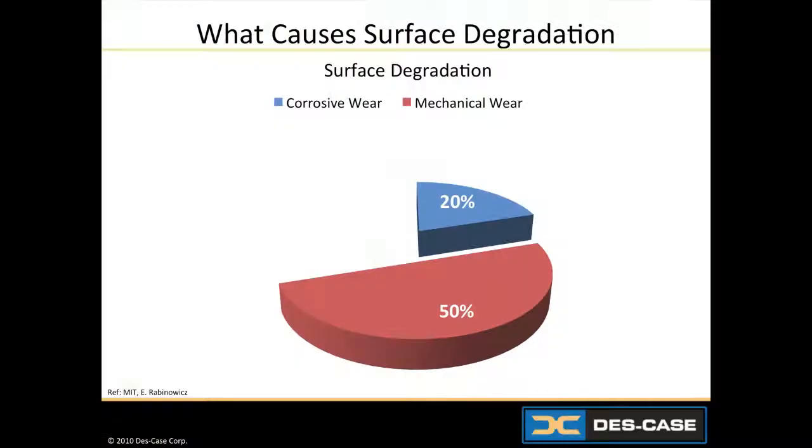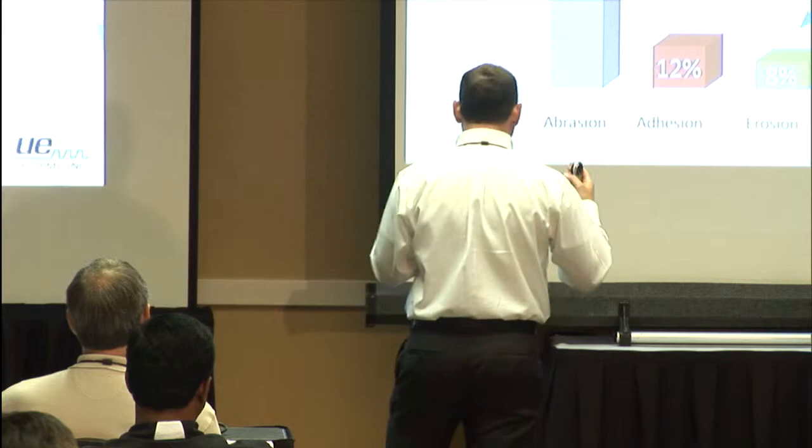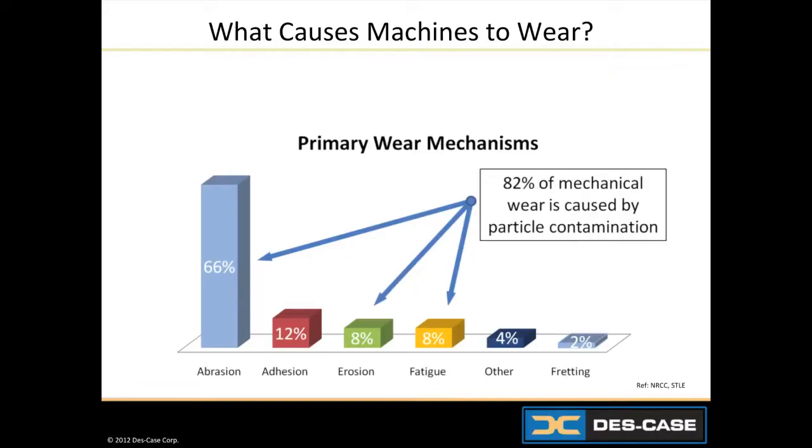Okay? And if we dig into that 70% a little bit, we'll see that about 50% of that 70 was based on mechanical wear, and then we had another 20%, which was corrosive wear. If we dig a little bit deeper into that, we find that there are some clear standouts here. Abrasion accounts for about 66% as a primary wear mechanism. Erosion, 8%. Fatigue, 8%. Sum all those up, and we've got 82% of mechanical wear caused by particle contamination.